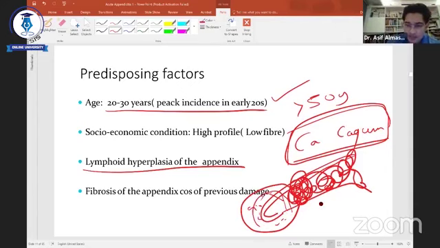So, number one is the pointing sign. If you ask the patient to point out where exactly the pain is, usually the patient will be able to point towards McBurney's point. If this is the umbilicus, and this is the anterior superior iliac spine, and you line it, this is the spino-umbilical line, it is usually at the junction of the medial two-thirds and lateral one-third. This is the point called McBurney's point.